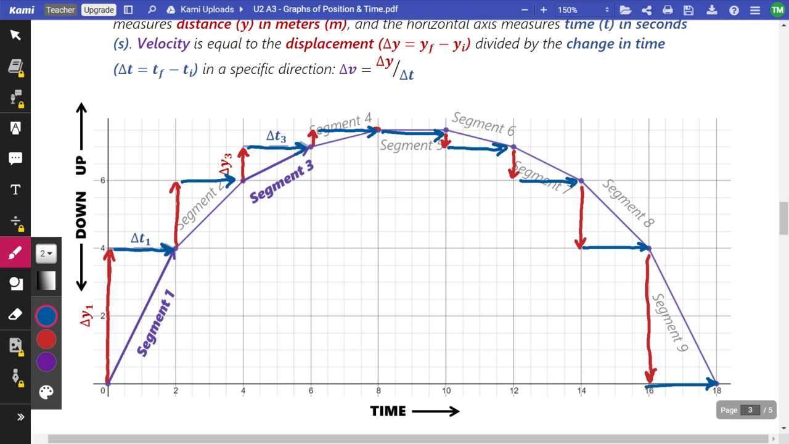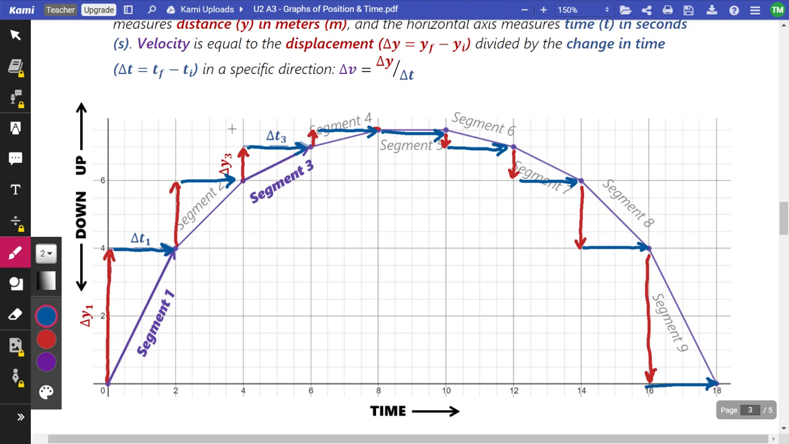Whether your line is going up or down as you go left to right, the steepness of the slope tells you how fast something is moving. The steeper the slope upwards or the steeper the slope downwards, the faster the object is moving, because you're covering more distance in some amount of time.